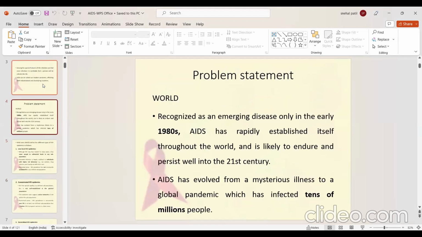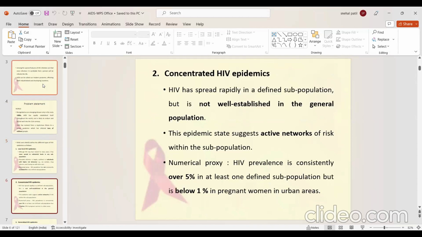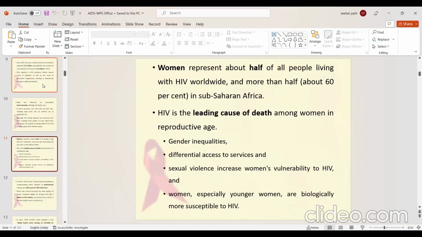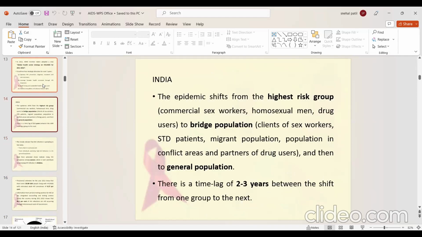In the problem statement, we have seen the three levels of HIV epidemics, that is low level HIV epidemics, concentrated HIV epidemics, and generalized HIV epidemics. Then we have seen the incidence in India.